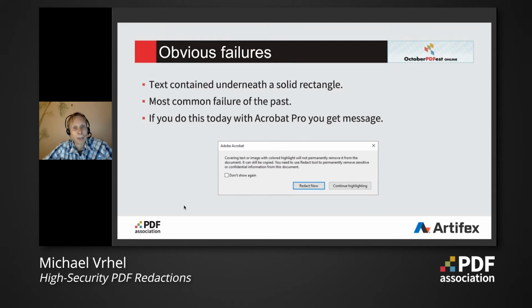Today, if you try and do that with Acrobat Pro, Acrobat Pro is quite nice in that it gives you this message that says covering text or image with colored highlight will not permanently remove it, and they suggest that you use the redact tool instead if that's what you really are looking for. So hopefully that kind of prompt will avoid these failures in the future.